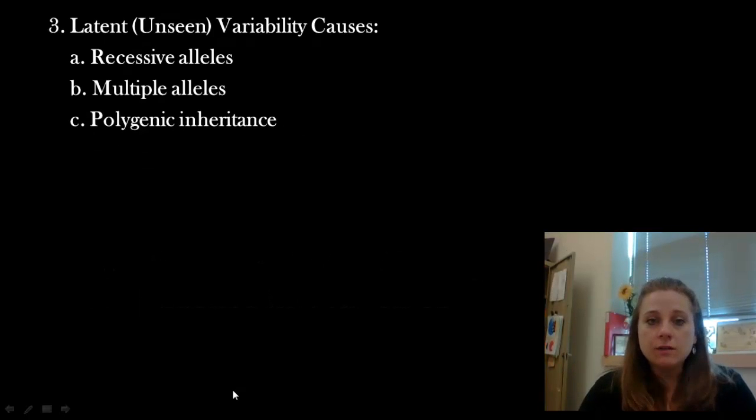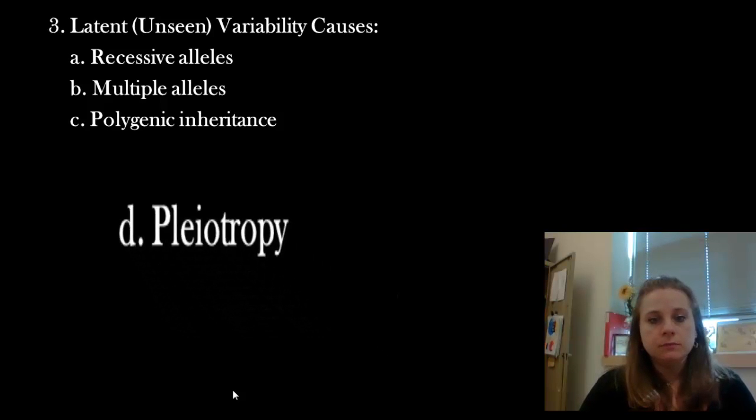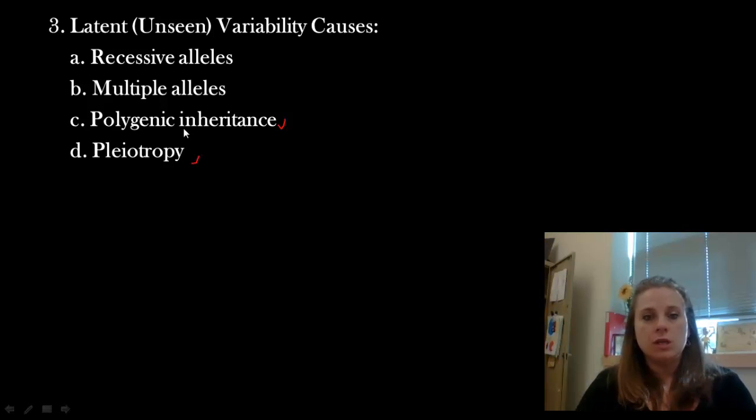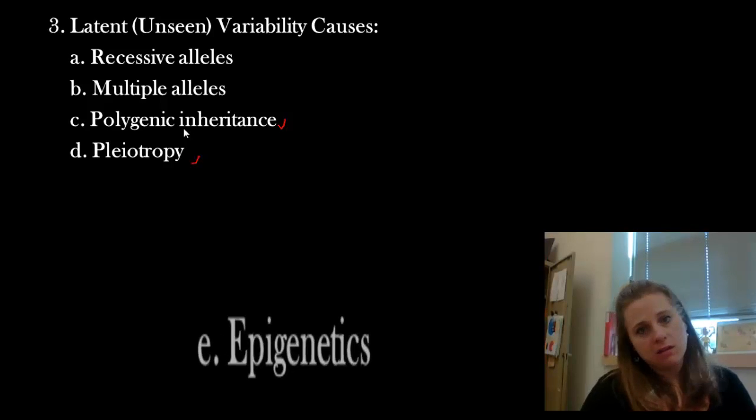Polygenic inheritance, if you recall, is when you have multiple genes influencing a single trait. And then pleiotropy, which is in essence the opposite of polygenic. Instead of many genes with one trait, which is polygenic, pleiotropy is one gene influencing multiple traits. And so these are ways that variability can exist without actually having anything new in it.